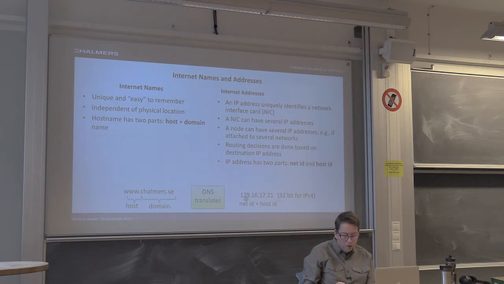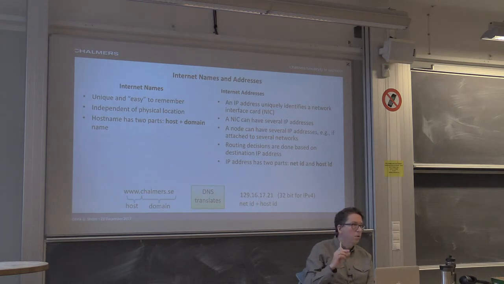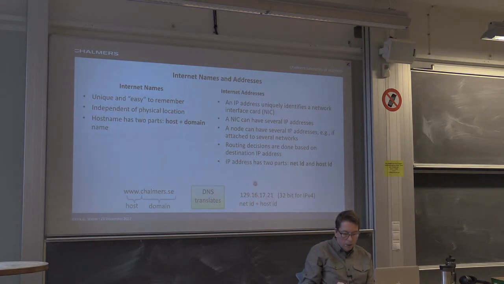We have 32 bits here, and they're in this format typically. So here we have 8 bits, 8 bits, 8 bits, 8 bits. 8 times 4 is 32 bits. So with 8 bits, we can have a number between 0 and 255, right? So here's 129, 16, 17, 21. And somewhere there is a boundary which identifies the network, and the later part identifies the host.